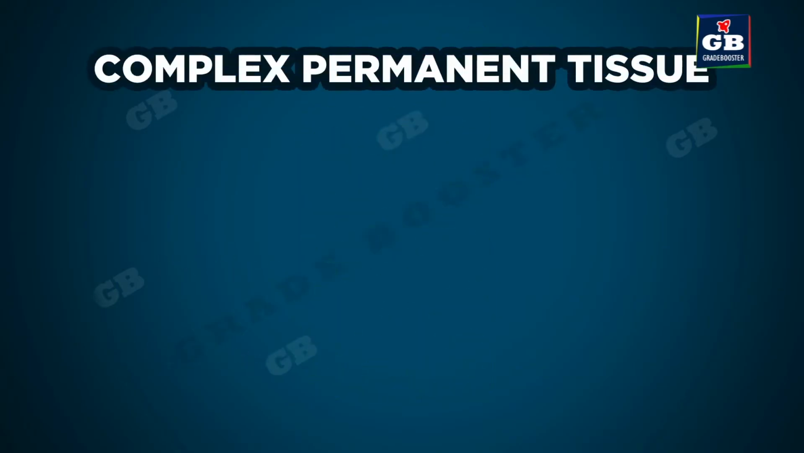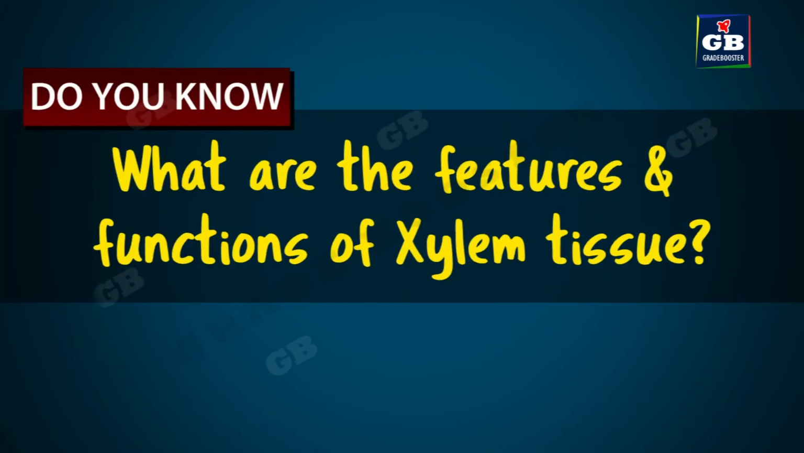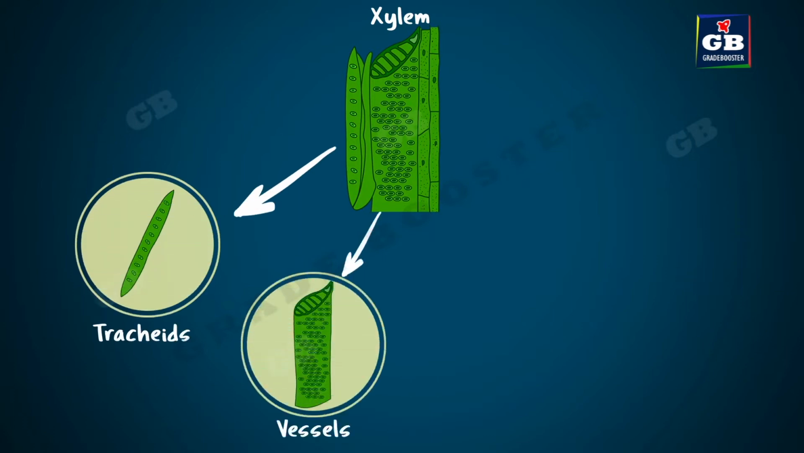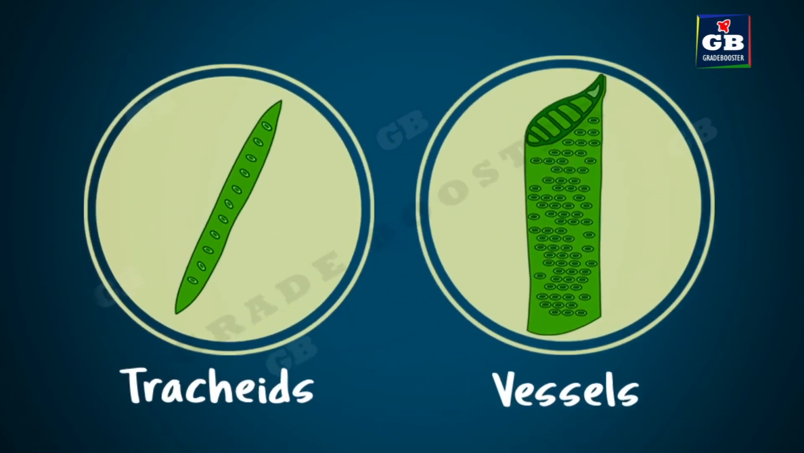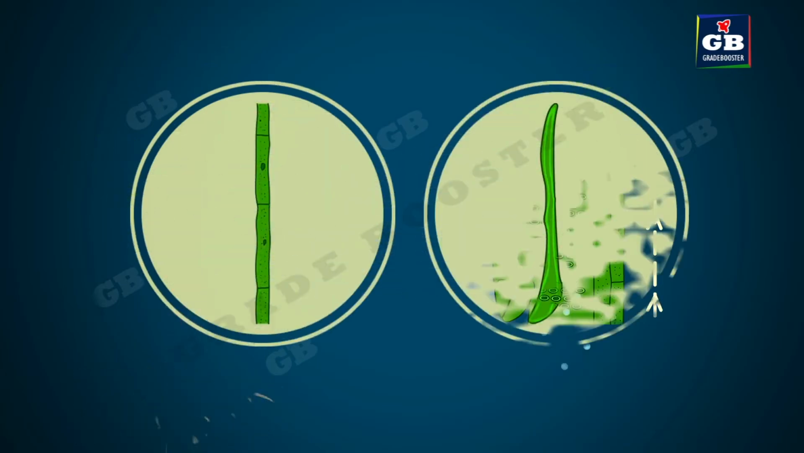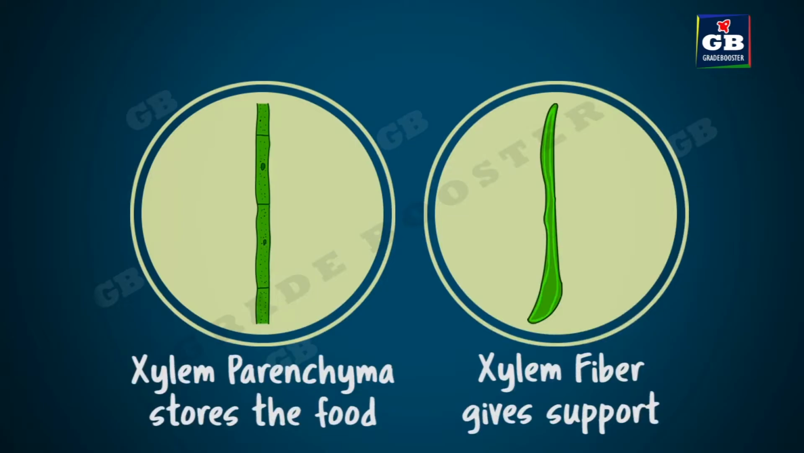The complex permanent tissues in plants are of two types. 1. Xylem and 2. Phloem. What are the features and functions of xylem tissue? Xylem consists of tracheids, vessels, xylem parenchyma, and xylem fibers. Tracheids and vessels are tubular structures that have thick cell wall. When these cells mature, they become dead cells. Xylem tissue transports the water and minerals from roots to different parts of the plant. Xylem parenchyma stores the food, and the xylem fibers give support to the plant.